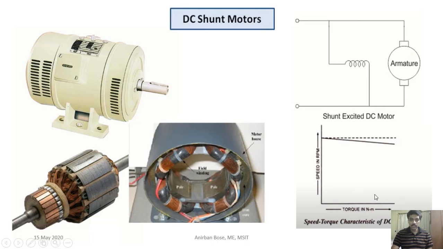What is the specialty of the DC shunt motor? The specialty you can see from the top characteristic curve. Here on the y-axis it is the speed in RPM, and on the x-axis it is the torque. You can see that even with the increase of torque or load, the speed is hardly sacrificed. That means the speed is almost constant. So it can maintain a constant speed even at a very high load or torque.